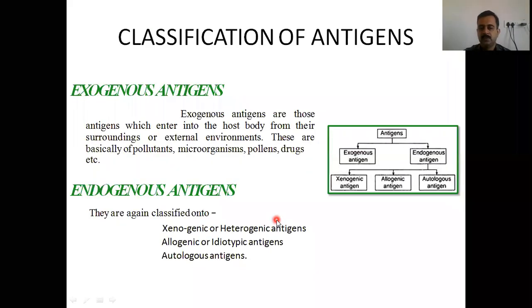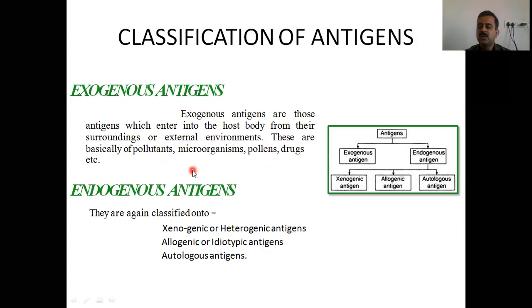Now, moving further: classification of antigens. There are basically two types of antigens. One is called exogenous antigens, and the other is called endogenous antigens. What are exogenous antigens? Exogenous antigens are those that enter the host body from the surrounding or external environment. These are basically pollutants, microorganisms, pollens, drugs, etc.